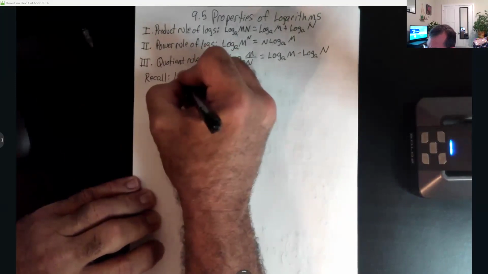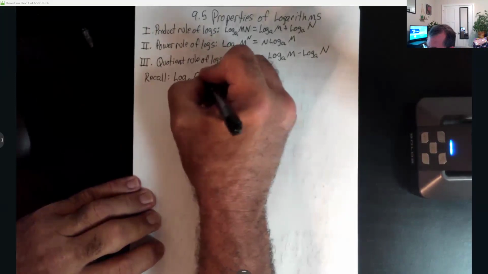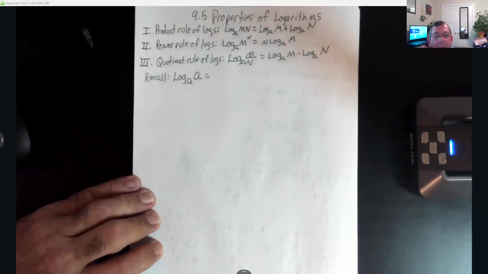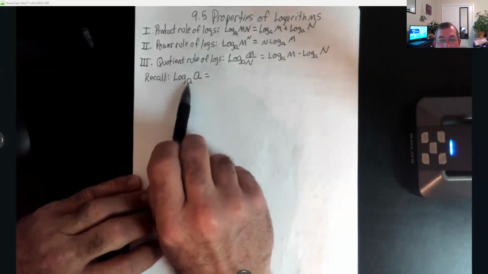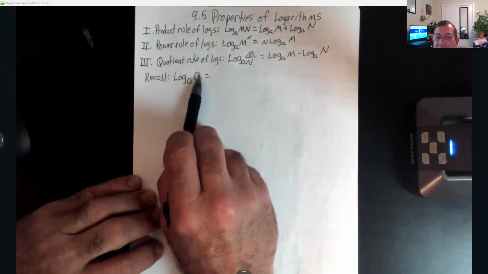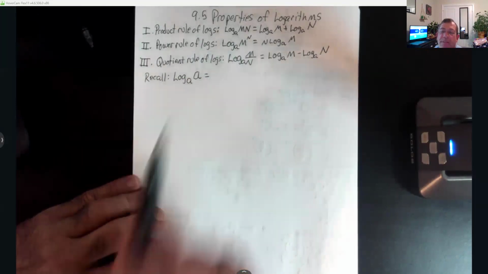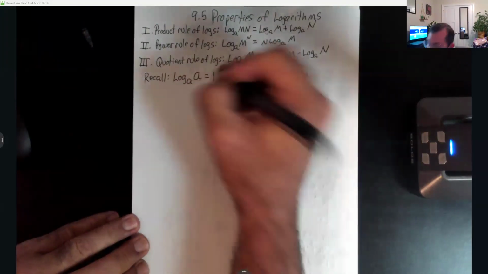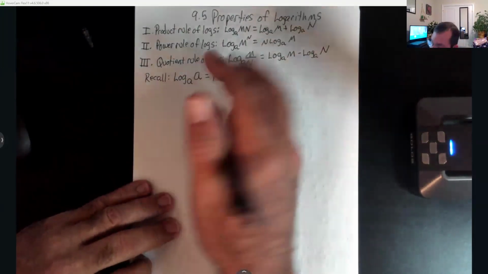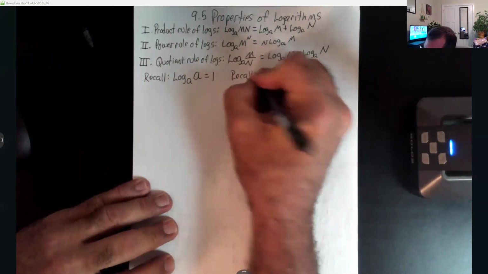A log base A of A equals, well, what did we say it equaled when the base of the log matches that result? What exponent would this give us every time? All right, Jackson, good job. That's going to equal 1. So we have to remember that. Also, you have to recall the other thing we saw.